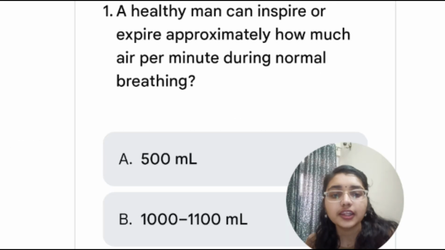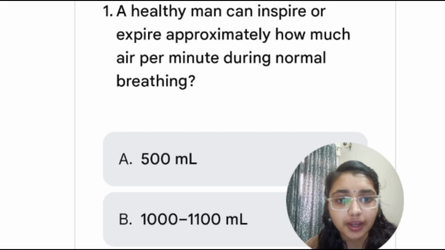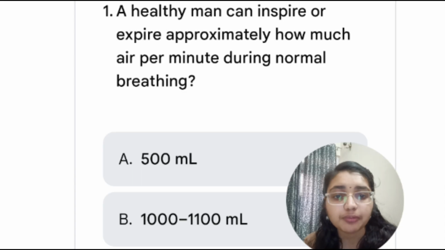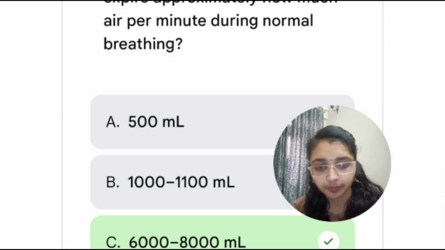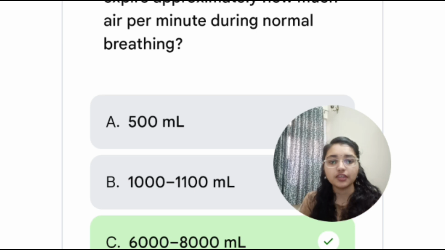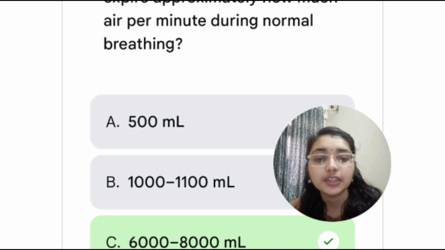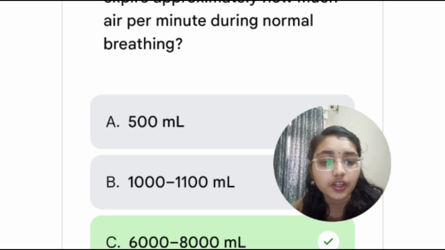So here, a healthy man can inspire or expire approximately how much air per minute during normal breathing? That is 6000 to 8000 ml. So the tidal volume is approximately 500 ml, we know that. And in NCERT a line was given that a healthy person breathes 12 to 16 times per minute, and the total volume per minute is 500 into 12 to 500 into 16, which comes out to be 6000 to 8000 ml. So now you know how this 6000 to 8000 came.